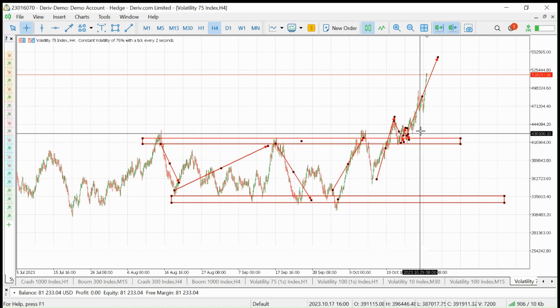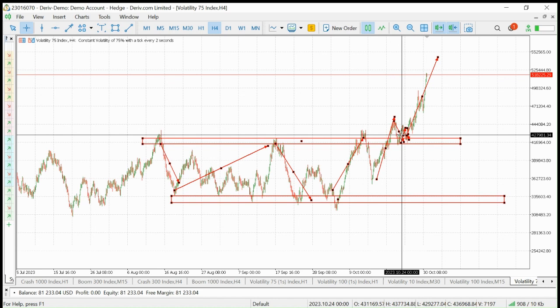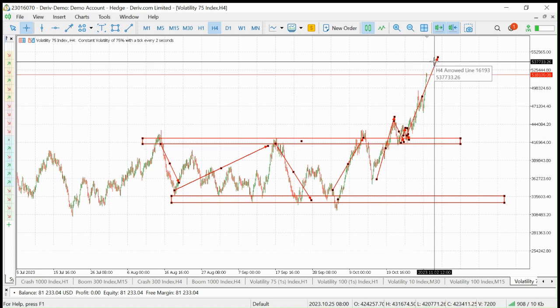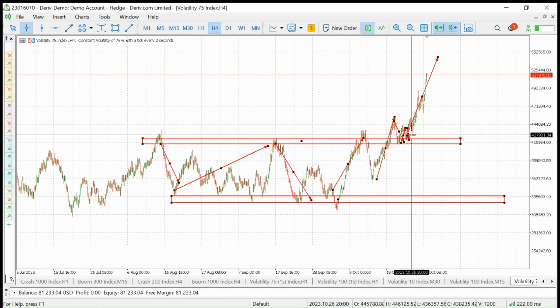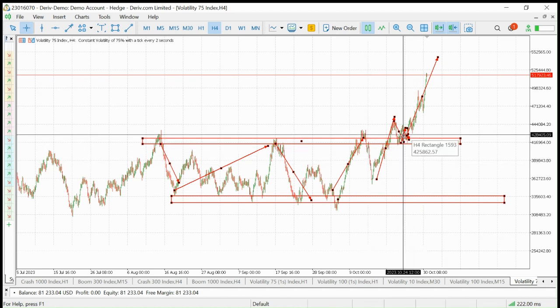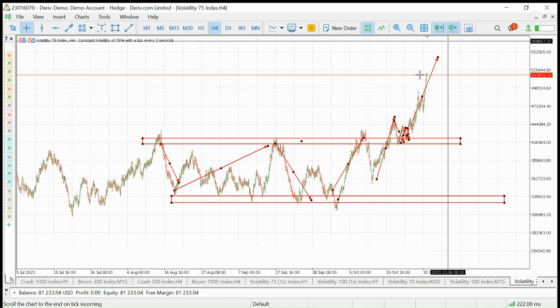Anyway, from this region, it was definitely an area of buy momentum. So I would have bought from this region, because we did break out from our resistance and we retested this resistance twice, which means that we are about to go all the way up.